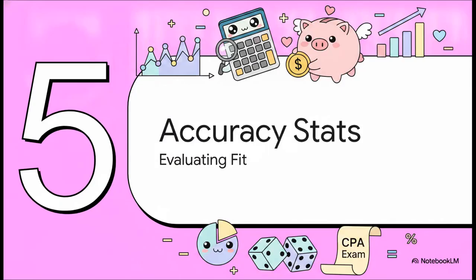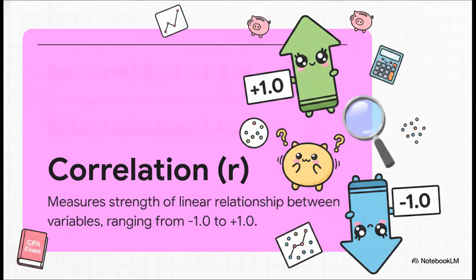Moving to section 5, accuracy stats. This is how we evaluate goodness of fit. So, we have this beautifully precise equation now, but how do we statistically prove that our chosen activity driver actually predicts our total costs with accuracy? Enter our accuracy stats, starting with the coefficient of correlation, which is denoted by the letter R. This measures the relative strength of the relationship between X and Y.